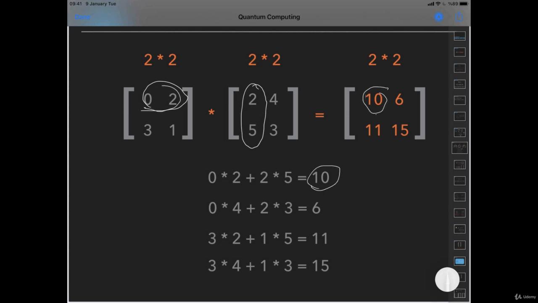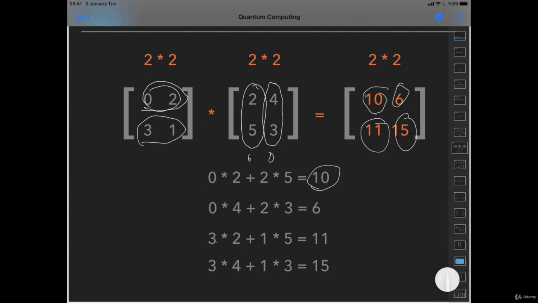Okay? And then you take the same row again and multiply it with the second column of the second matrix. This will result in 6. Then you take the second row of the first matrix and multiply it with the first column of the second matrix one more time, and you get 11. If you do the final thing, which is multiplying the second row with the second column of the second matrix, you get 15 as a result. Of course, adding all of those together is very easy. It's just basic math, but you're going to have to remember this and how it works.